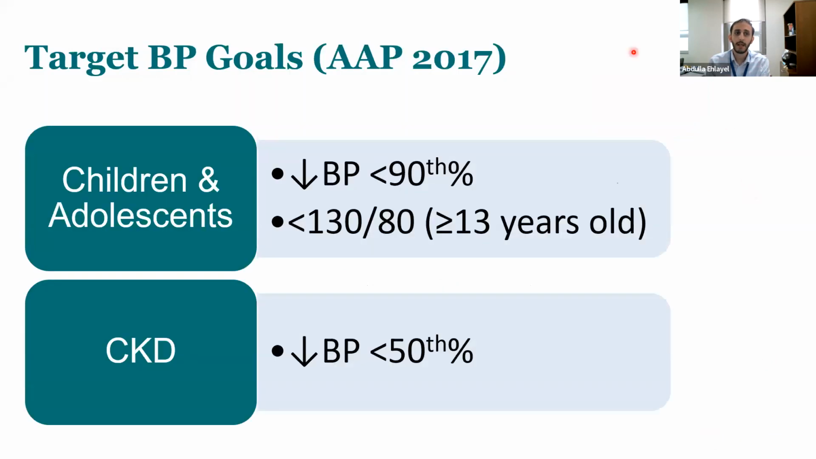So the target blood pressure, what blood pressure do you want for the patients? Well, the normal blood pressure should be less than the 90th percentile. So that should be the goal for the AAP guidelines. The goal is to bring down the blood pressure to less than the 90th percentile, which is less than 130/80 in a child more than or equal to 13 years old. This is for your general healthy children. Then this is the goal that we aim for.